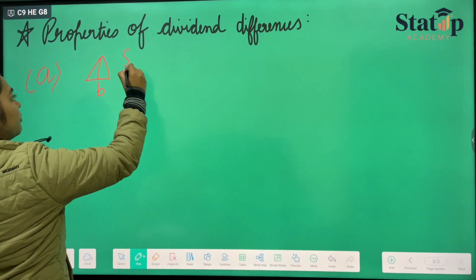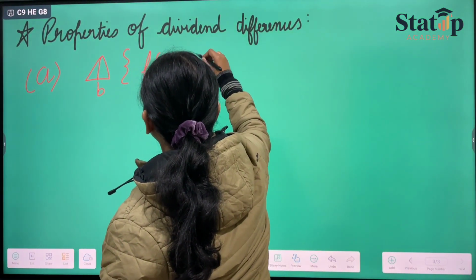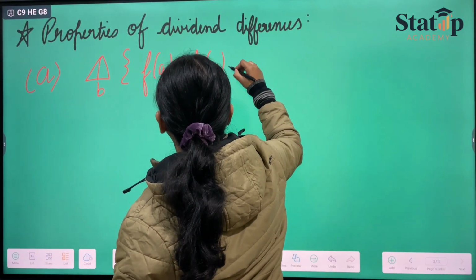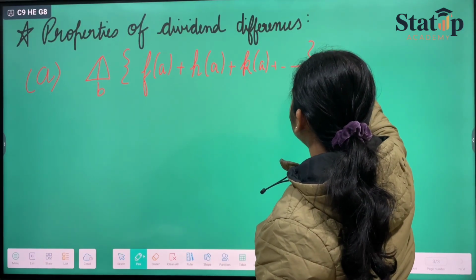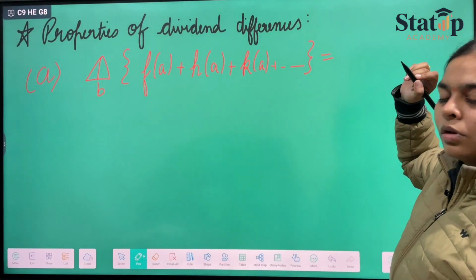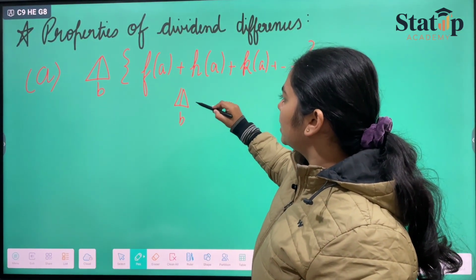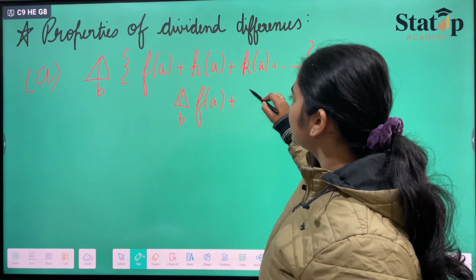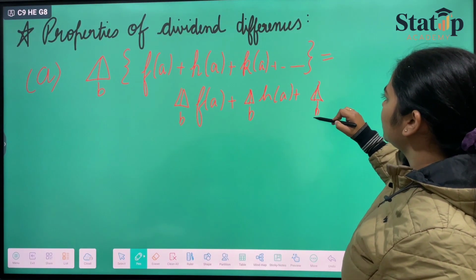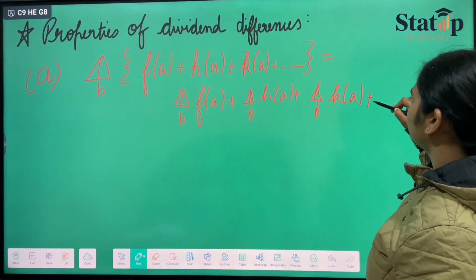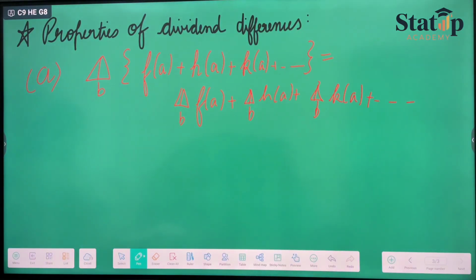if we take a divided difference of, suppose we have many functions, f(a) plus h(a) plus k(a) and so on, then we can write it individually as delta of f(a) plus delta of h(a) plus delta of k(a). It is commutative, we can say that. Okay, this is our first property.